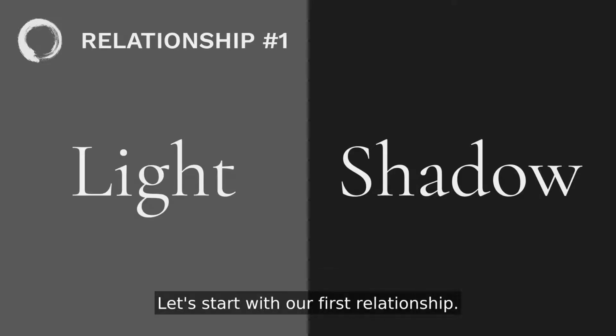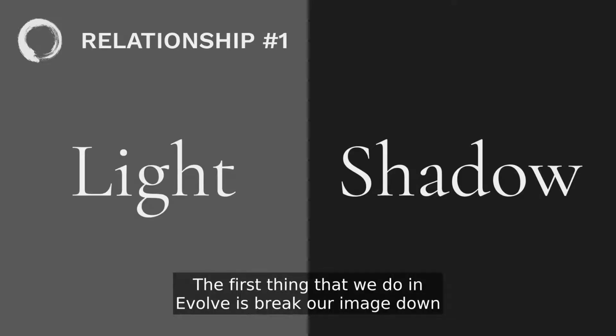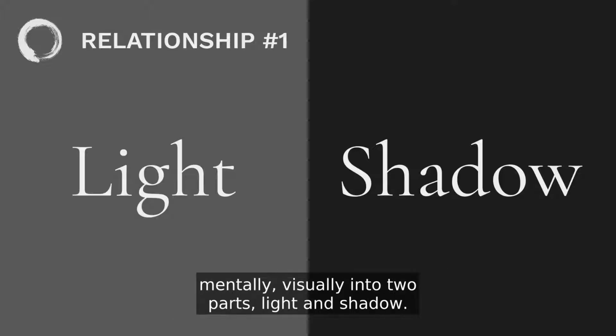Let's start with our first relationship. The first thing that we do in Evolve is break our image down mentally, visually, into two parts, light and shadow.